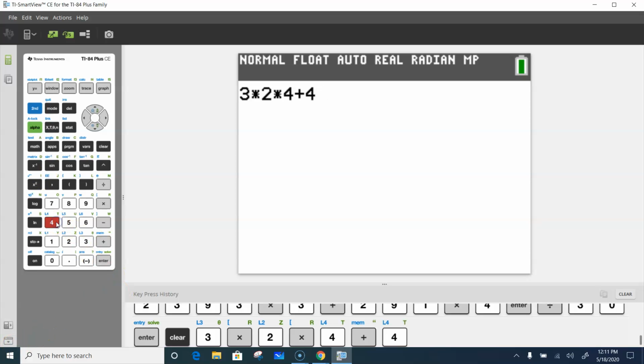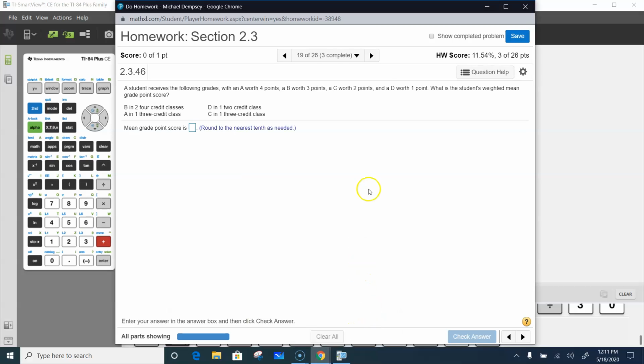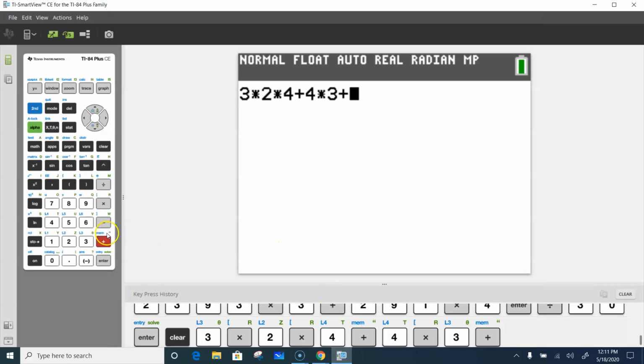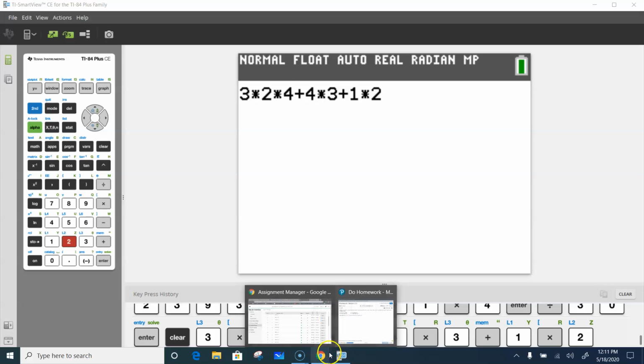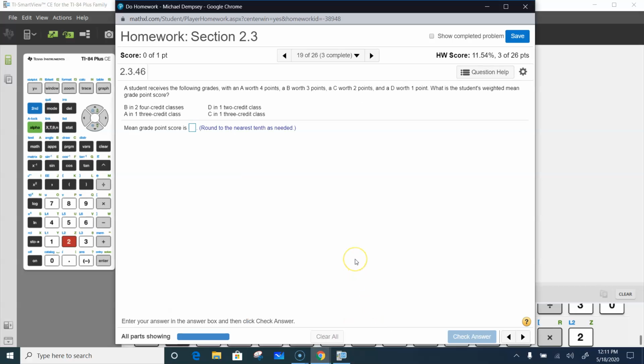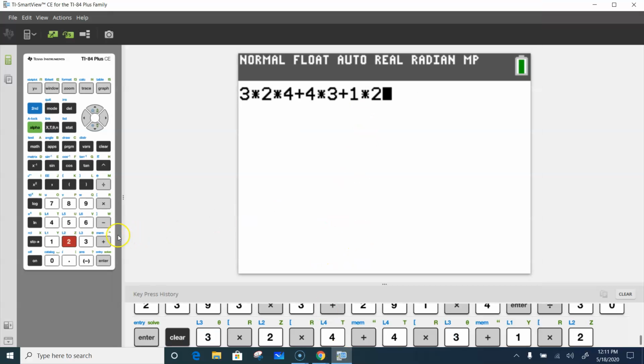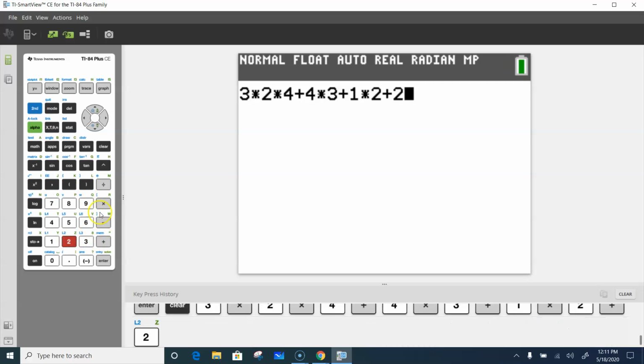Next, we have an A, which is worth 4 points in a 3-credit class. So we take 4 times 3. Okay. Then we have a D in a 2-credit class. A D is only worth 1 point. And then we had a C in 1 3-credit class, and the C is worth 2 points. So a C in a 3-credit class. So let's sum that up. We are at 44.